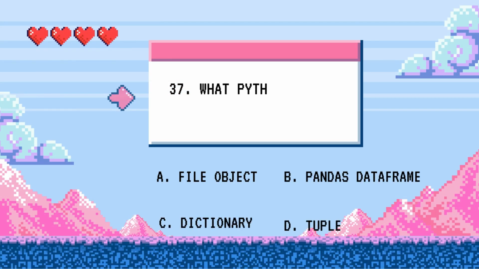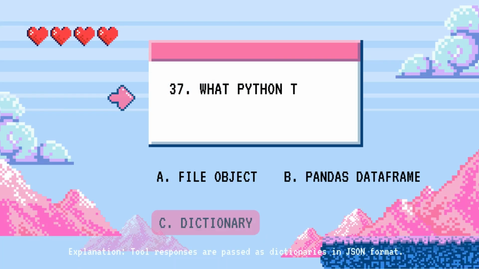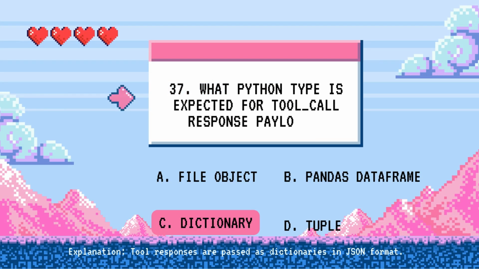37. What Python type is expected for tool_call response payloads? A. File object. B. Pandas data frame. C. Dictionary. D. Tuple. Answer: C. Explanation: Tool responses are passed as dictionaries in JSON format.